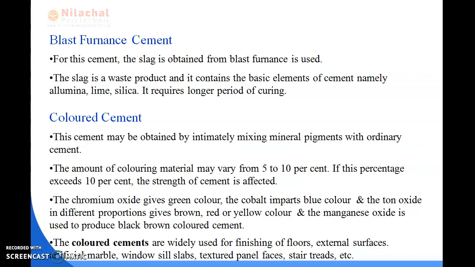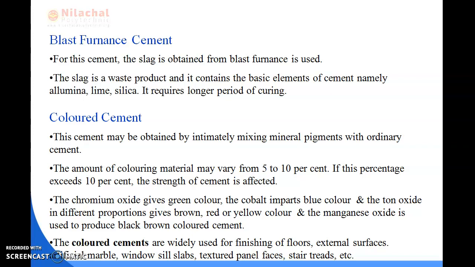Next is colored cement. As I have shown you in the picture, colored cement may be obtained by intimately mixing mineral pigments with ordinary cement. The amount of coloring material may vary from 5 to 10%. If this percentage exceeds 5 to 10%, then the strength of the cement is affected.